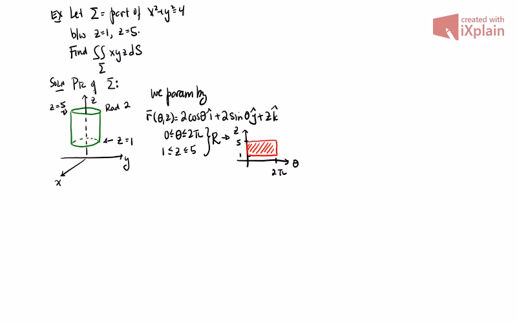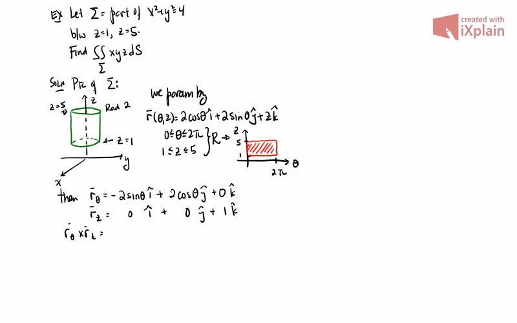So then we proceed. We find r sub theta. So this is negative 2 sine theta i plus 2 cosine theta j plus 0k. We do r sub z. This is nice. This is 0i, 0j, 1k. Do the cross product.